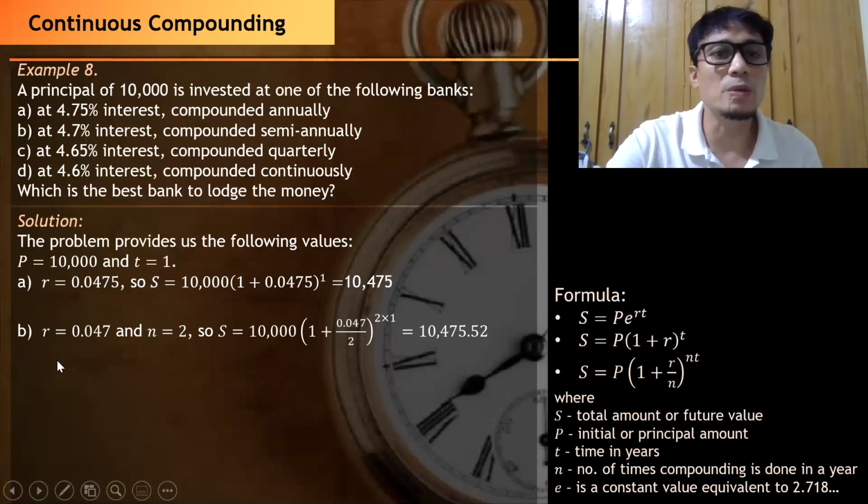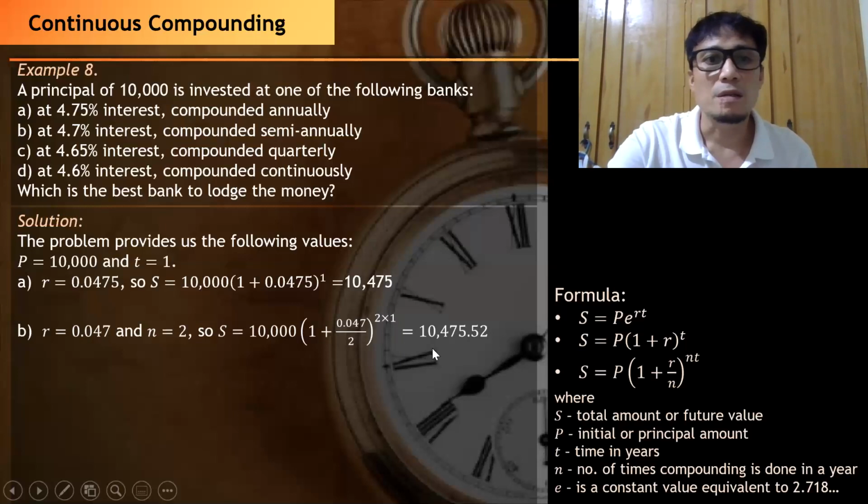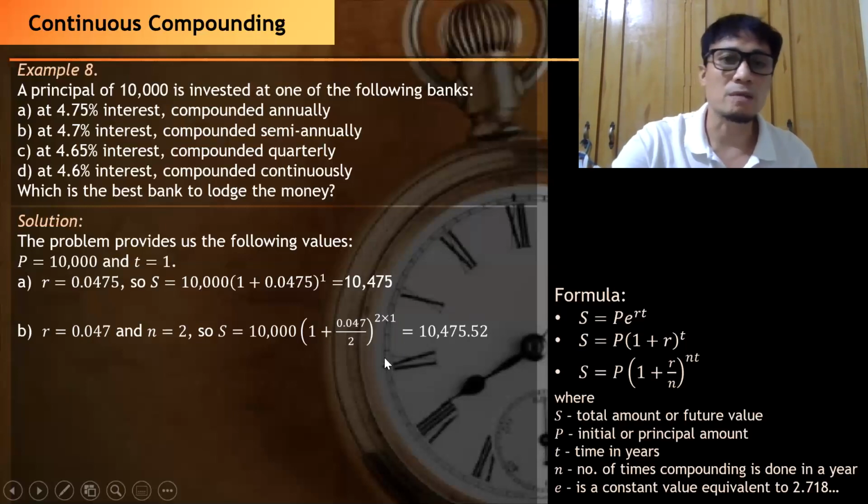And then for letter B, compounded semi-annually, so the rate of interest is 0.047, and semi-annually means 2 times in a year. We substitute that in the third formula, which is for compounding several times in a year. You have 10,000 times 1 plus R, which is 0.047, over N, which is 2, raised to N times T, which is 2 times 1. And computation gives you 10,475.50.